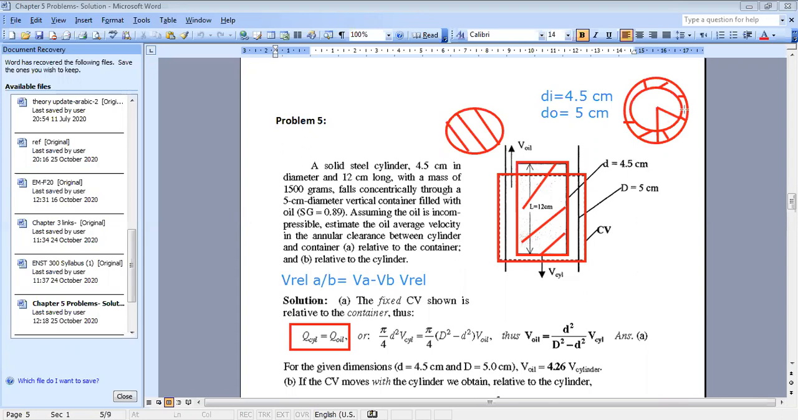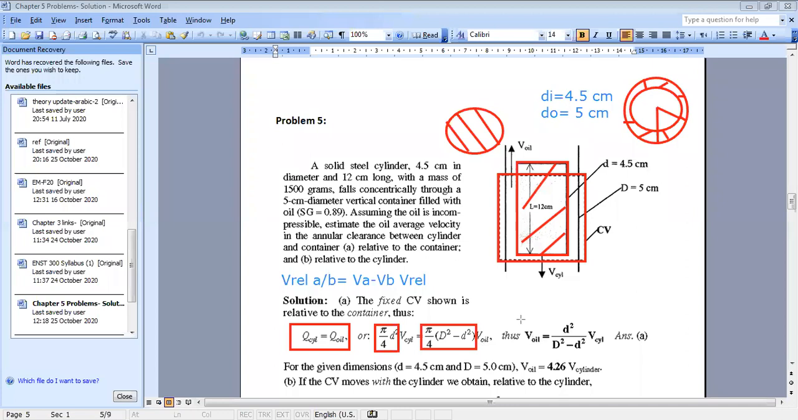And what is the cross-sectional area of oil motion? It is pi d outer square over 4 minus pi d inner square over 4. This is why here, as you can see, this is the area through which oil is moving. It's different than the area through which the cylinder is moving. So V cylinder is different than V oil.